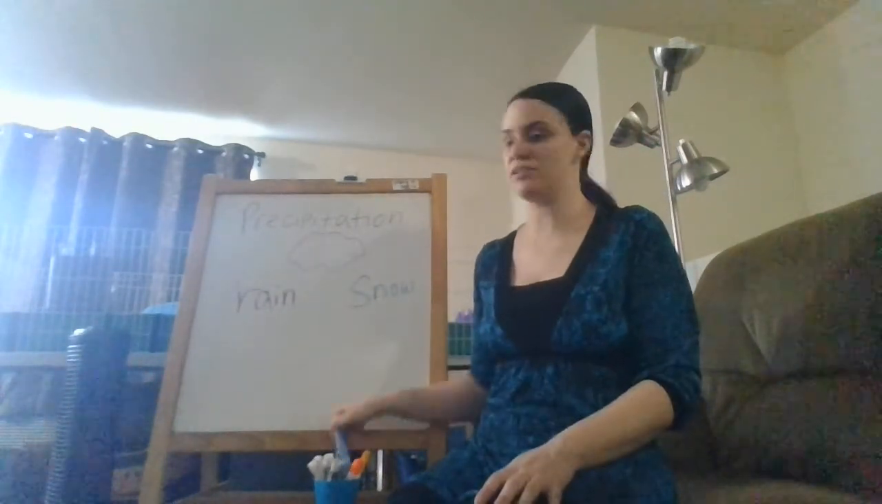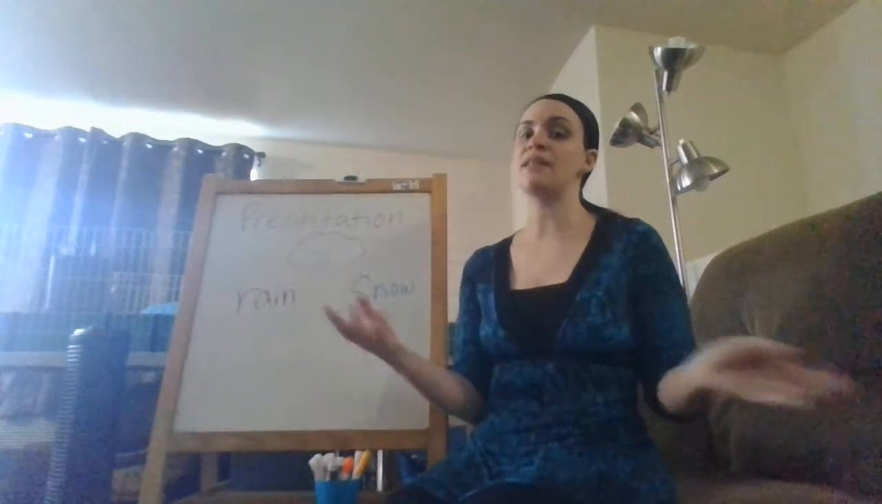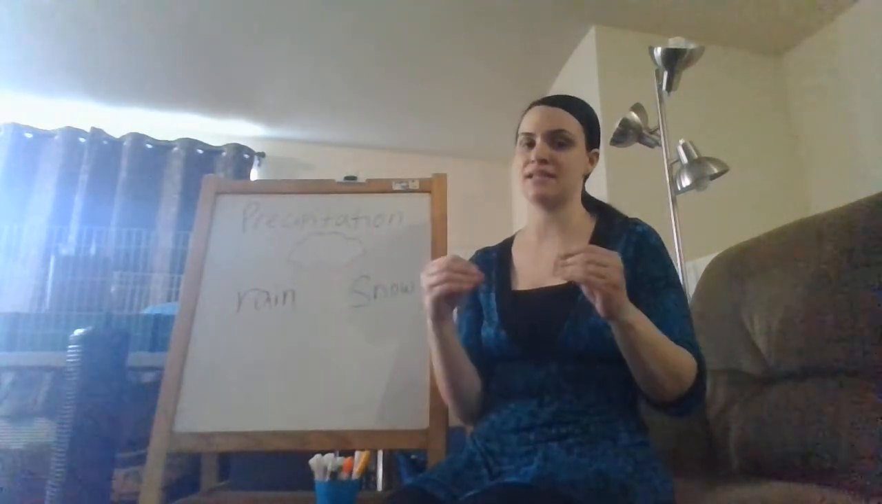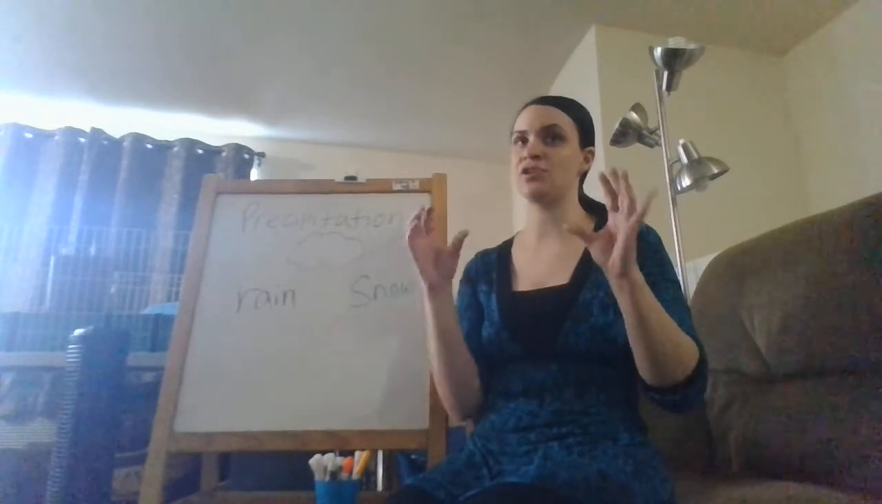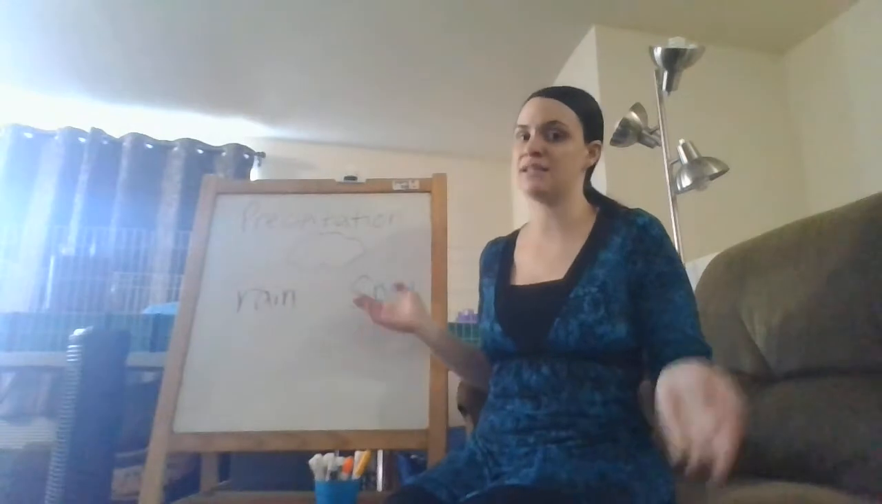So the reason rain turns into snow in the winter is because it's cold in winter, right? So then we could say the water freezes, okay? The water freezes and turns hard. And when it turns hard, it turns into snow, okay, because it gets cold.